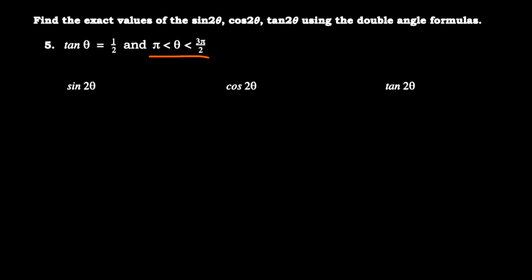Which is confusing if you just read it from left to right. The way I think of it is theta is somewhere between pi and 3 pi over 2. So let's draw the situation out first. It said our angle theta is somewhere between pi and 3 pi over 2. So that just tells me that it's got to be somewhere over here in the third quadrant.